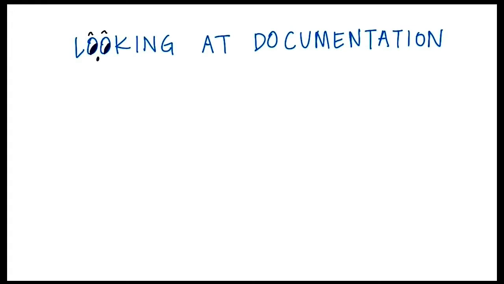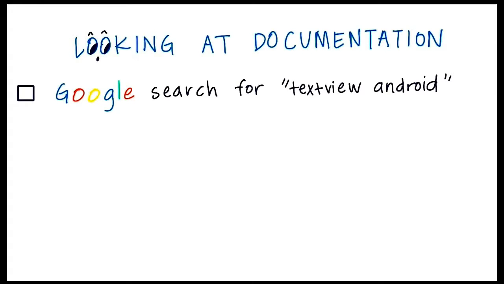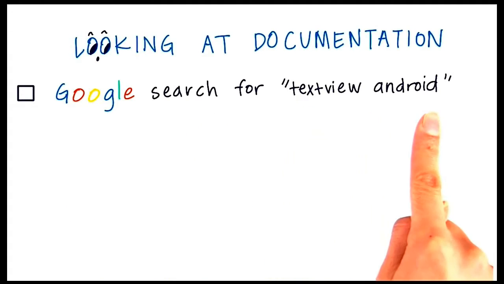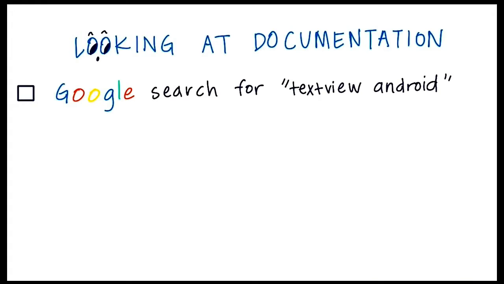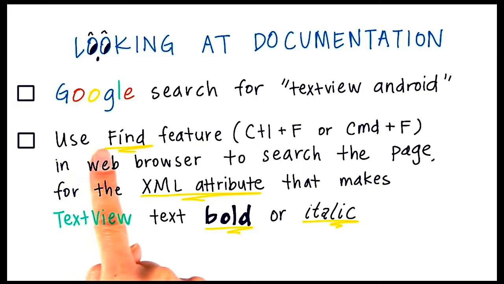It's only a Google search away, and you can find it when you need it. So first, I want you to Google search for TextView Android to find the reference documentation for TextView. Then I want you to use the Find feature in your web browser to search the page for the XML attribute that makes the TextView text bold or italic.